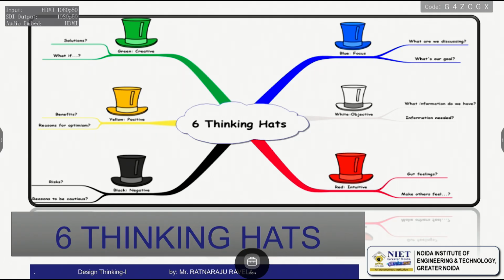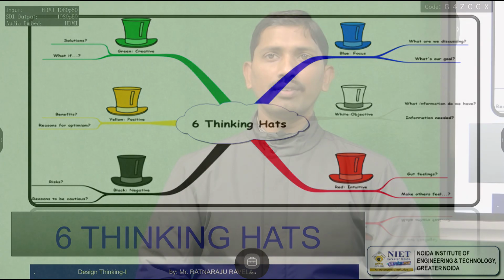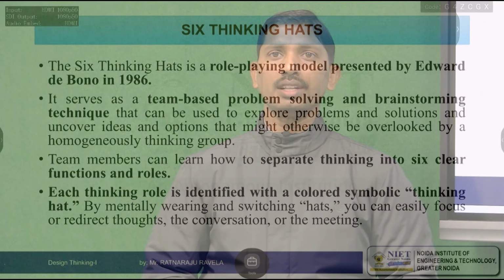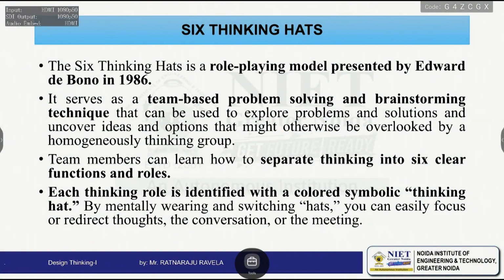As I said earlier, we are using the six thinking hats as a process of idea generation. Here the six thinking hats contain six different colors of hats. I will explain each and every color and its significance in the coming slides. Coming to the six thinking hats, they were first introduced by Edward de Bono in 1986.